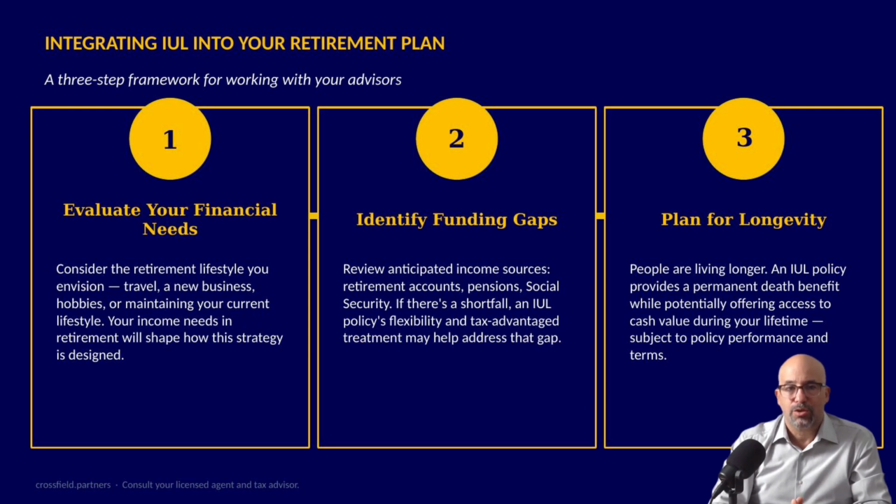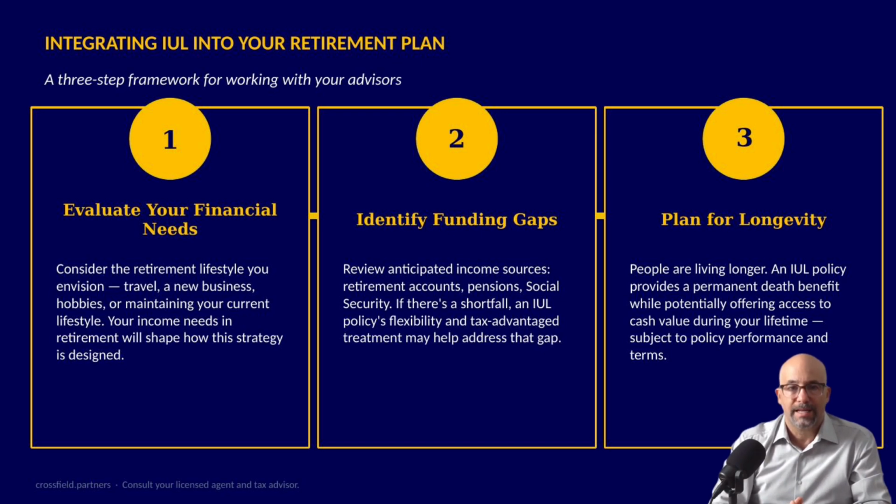But that determination should be made with a licensed agent and a financial planner who can look at your full picture. Step 3. Plan for longevity. People are living longer. A retirement that lasts 20, 25, or even 30 years requires planning for the long game.